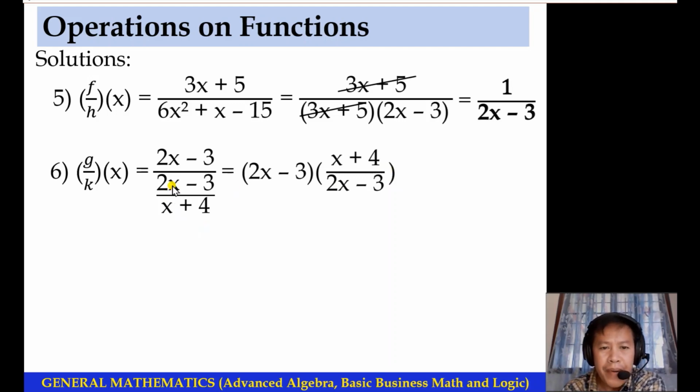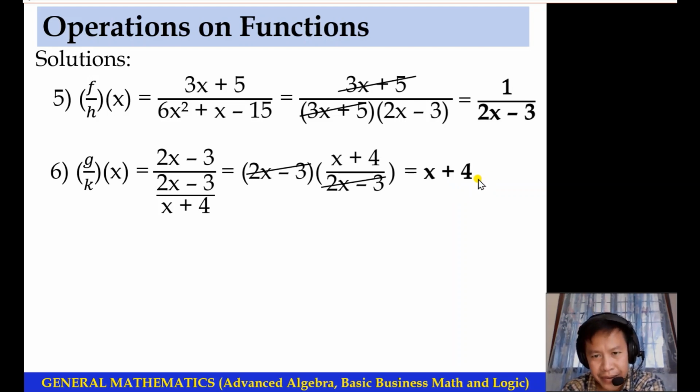So therefore, from 2x minus 3 all over x plus 4, that became x plus 4 all over 2x minus 3. And from the division operation, that became multiplication already. Did you understand, students? Then afterwards, you are going to cancel the polynomials which are the same, meaning 2x minus 3 divided by itself is equal to 1. So you are going to cancel, and the result here is equal to x plus 4, and this is a linear function. Did you understand, students?